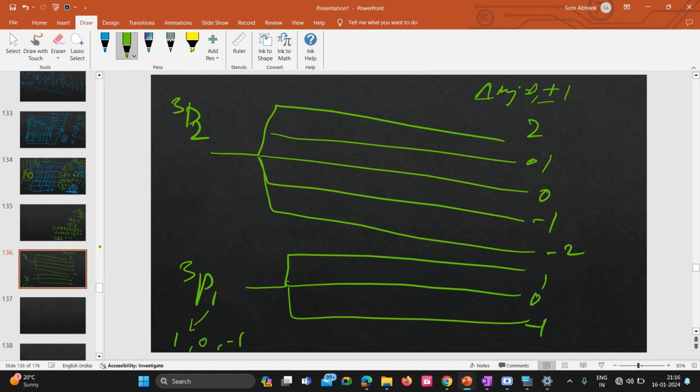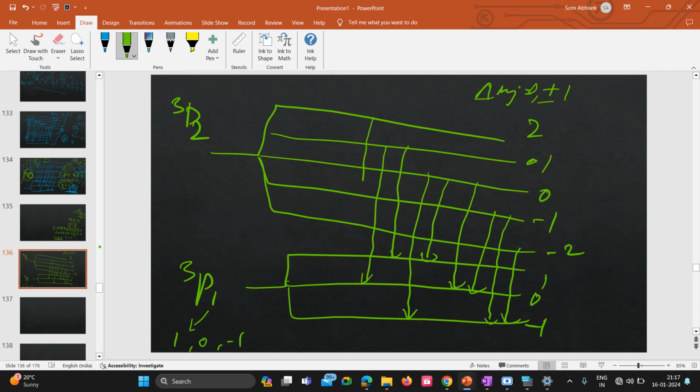Okay, check now. Minus 2 to minus 1 possible. Any other is not possible. Minus 1 to minus 1 possible. Minus 1 to 0 possible. 0 to 0 possible. 0 to 1 possible. 0 to minus 1 will be possible. 1 to 1 possible. 1 to 0 possible. Yeah, 1 to minus 1 not possible. 2 to 1 possible. So how many lines? 1, 2, 3, 4, 5, 6, 7, 8, 9. So 9 lines.